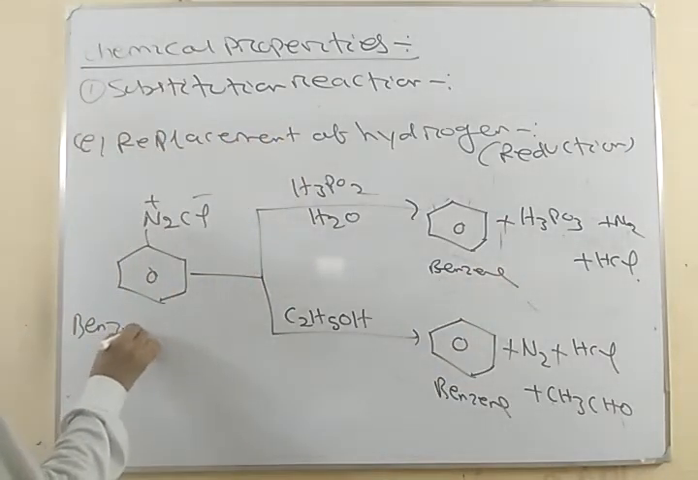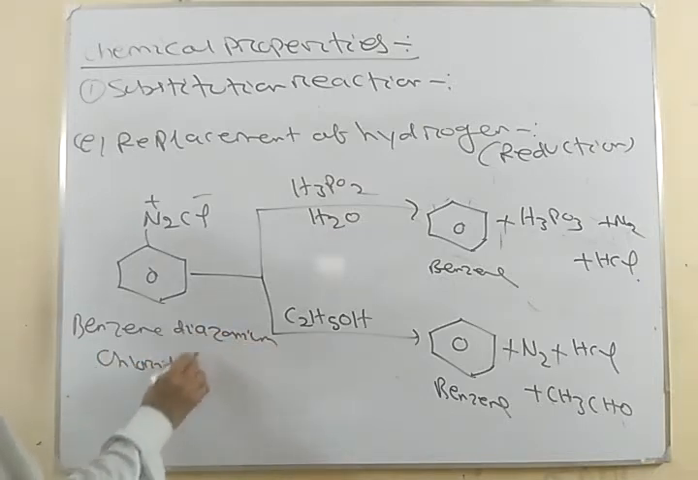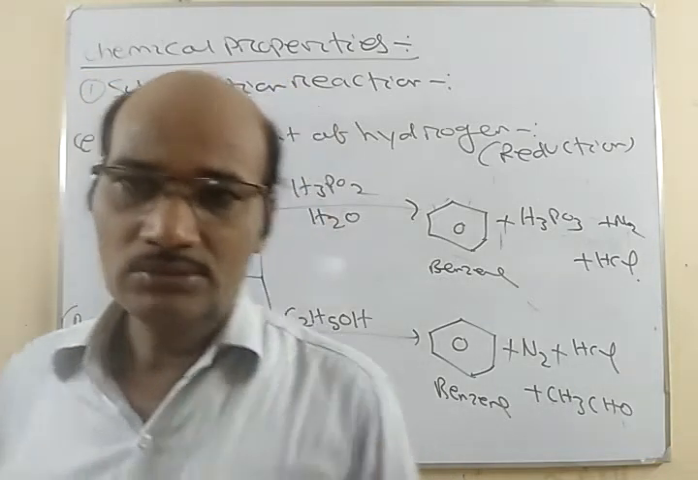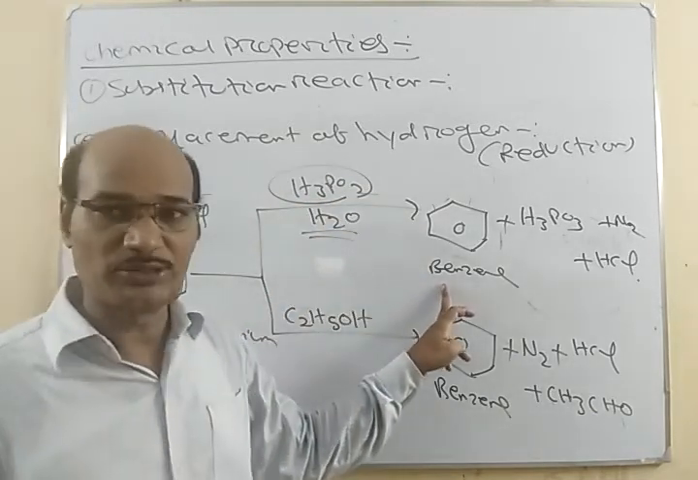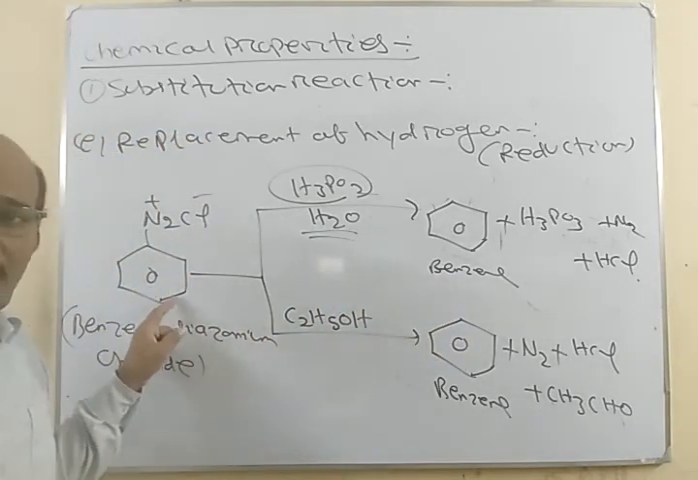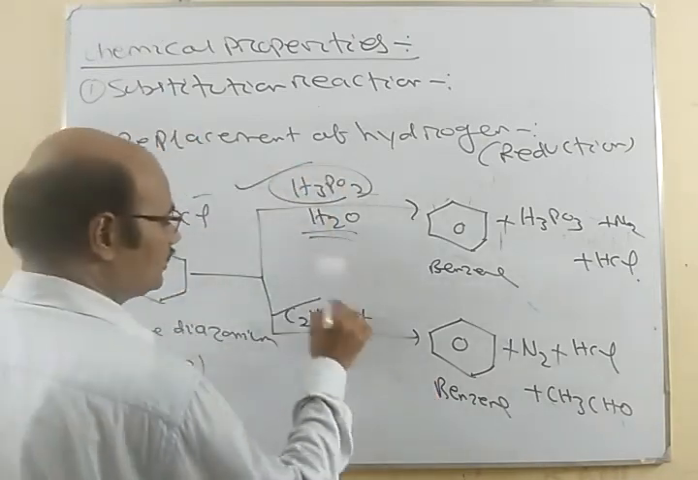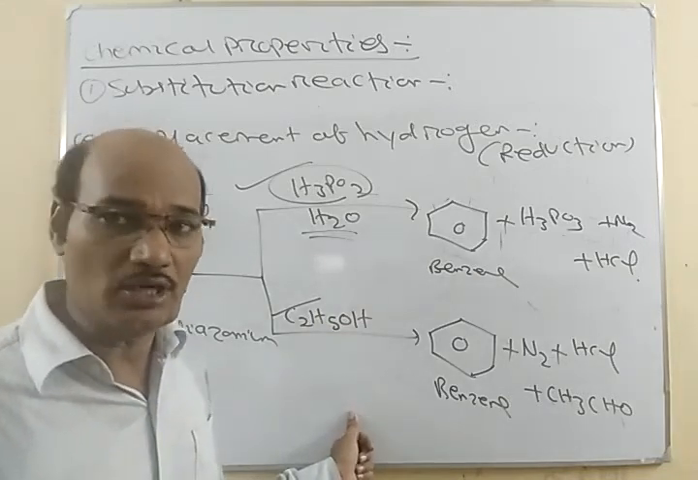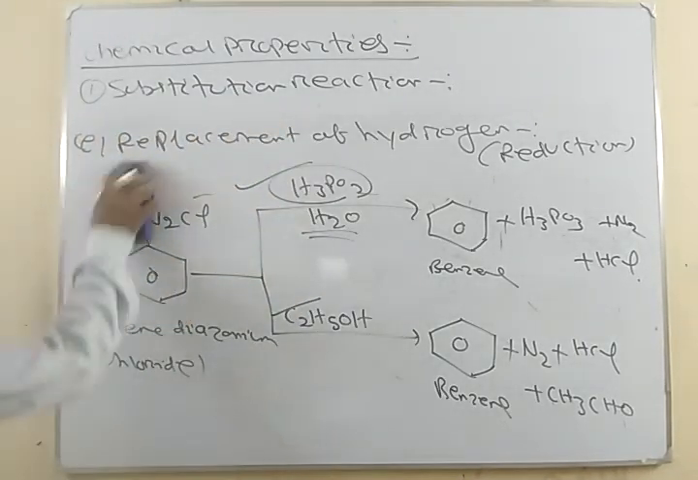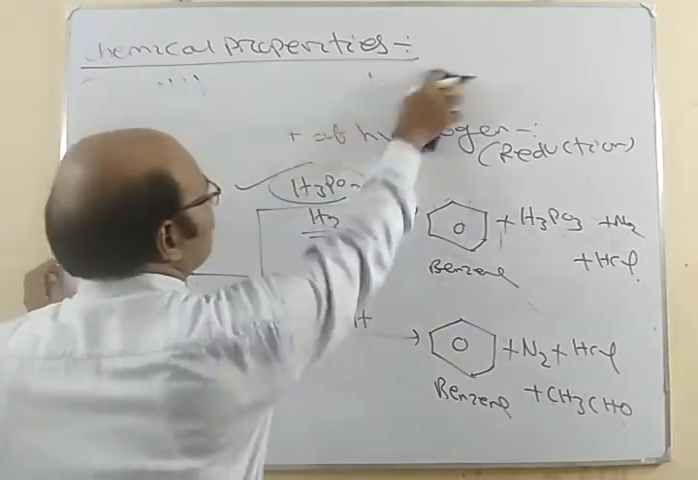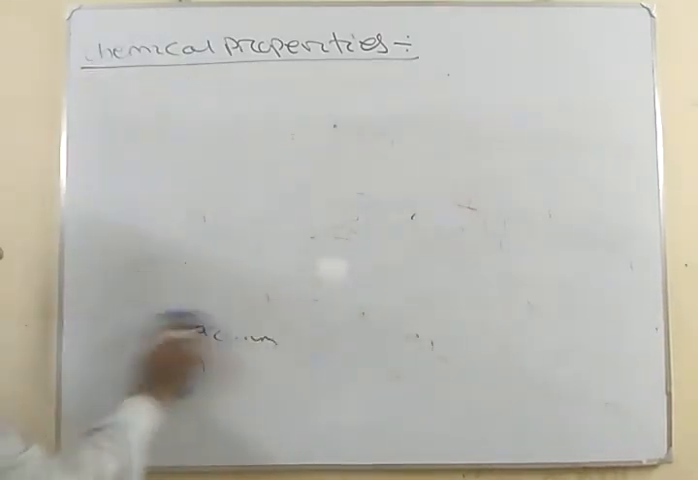So when benzene diazonium chloride reacts with H3PO2 in water, we get benzene. And the same reaction can be carried out using ethyl alcohol, and also I can get benzene. So here H3PO2 and ethyl alcohol are taken as reducing agents. Benzene diazonium chloride undergoes reduction. These are the substitution reactions of benzene diazonium chloride.